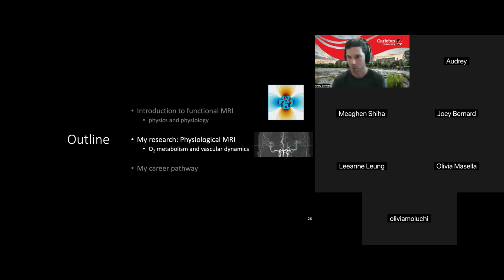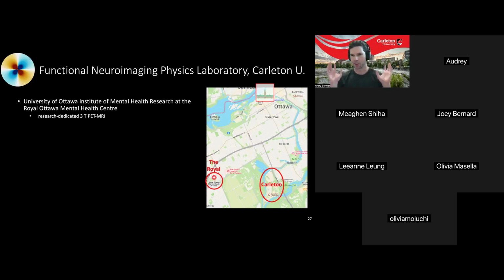So this is where my own research interests come into play, looking at physiological MRI. And so let's look a bit into that. First, let's just step back. Where am I? Who am I? So I run the Functional Neuroimaging Physics Lab at Carleton University.